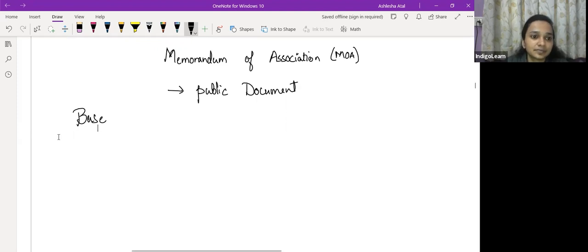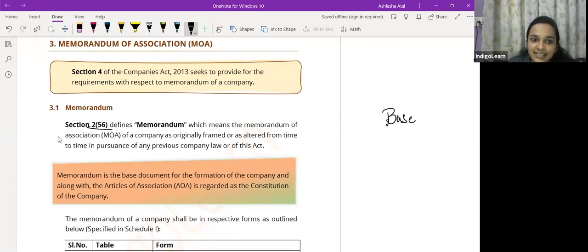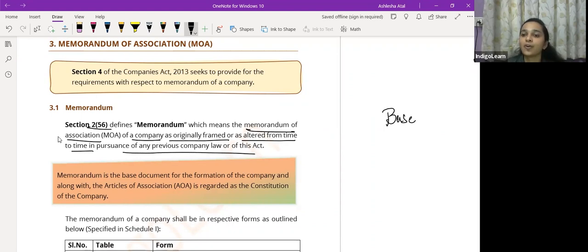So section 2 clause 56 defines memorandum, says, which means the memorandum of association of a company as originally framed or as altered from time to time in pursuance of any previous company law or of this Act. मतलब क्या? Memorandum of Association मतलब the MOA of the company as it was originally made या फिर the altered MOA.